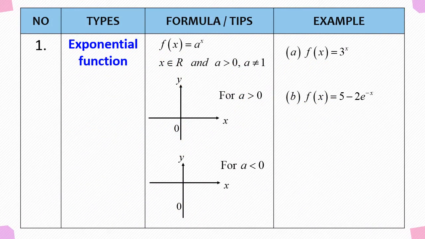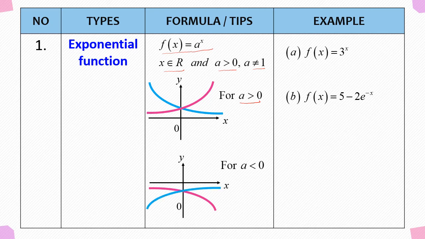We go into detail on the exponential function here. Given f(x) equal to a to the power of x, where x is an element of the real numbers, a must be greater than 0 but not equal to 1. The basic shape for this function, by looking at the value of a greater than 0, here are the basic shapes we can get from this value of a. For a less than 0, here is the basic shape we get from a less than 0.